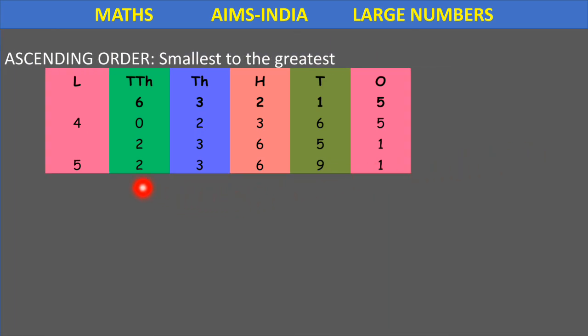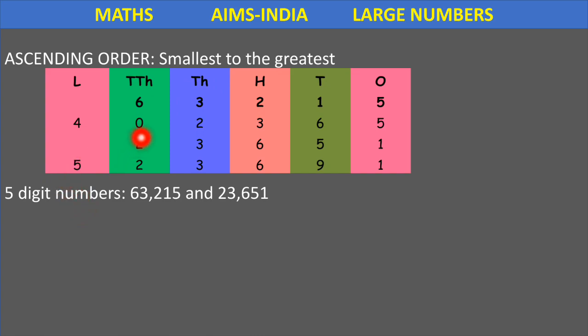Now what we should do is, first they have asked us to write the ascending order. What did I say about ascending order? We are having S here. So ascending order we write from smallest to the greatest. We should first find out the smallest number. Now how do we find out? First let us compare the digits.